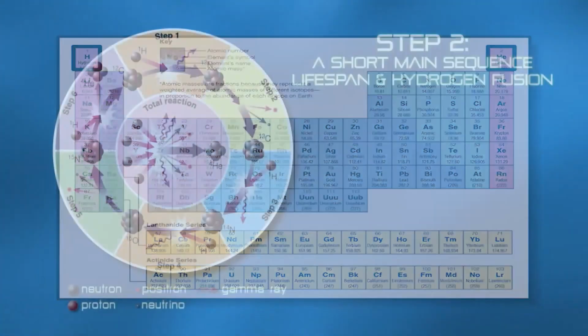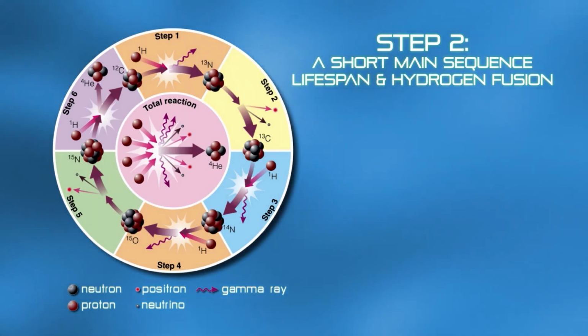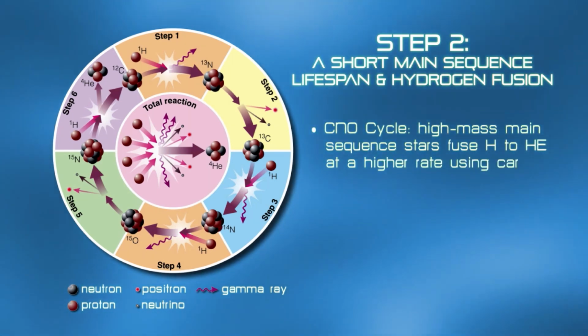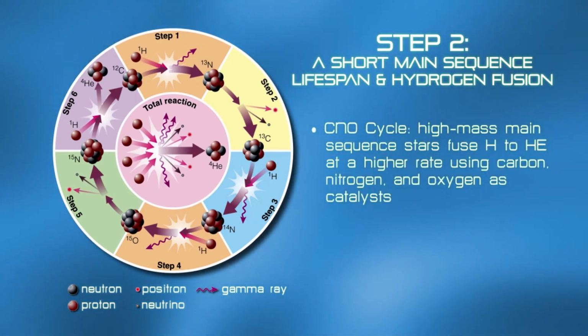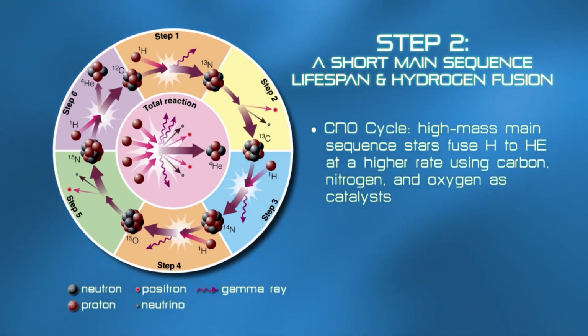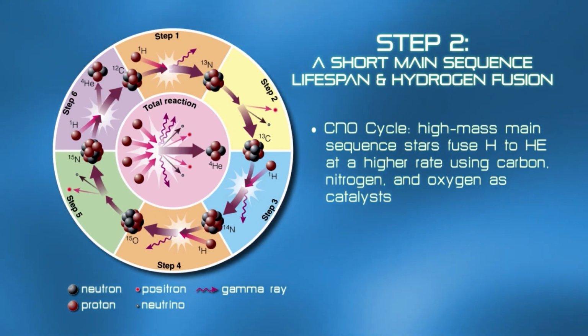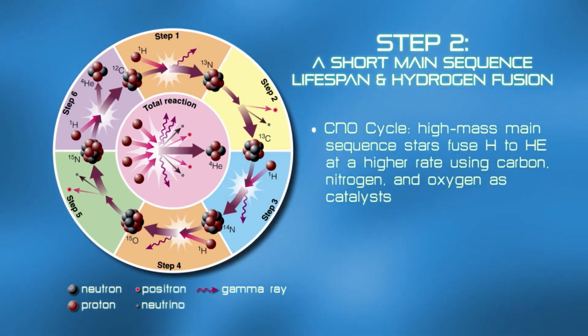Now, the main sequence lifespan of a high-mass star will be relatively short because that star is going to use carbon, nitrogen, and oxygen as catalysts in the reaction, and that's why they're, in a sense, so fuel inefficient while they burn through all that core hydrogen rather quickly. Because using these heavier elements as catalysts in the reaction can make this happen at thousands and thousands of times the rate at which fusion happens in a low-mass star.